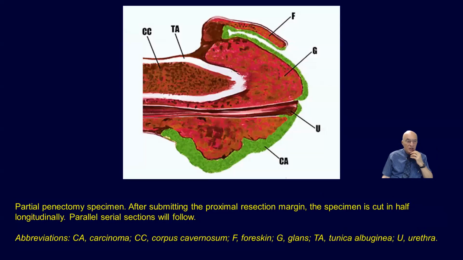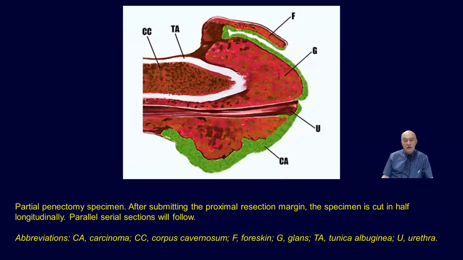The depth of invasion is going to be correlated with the staging and the prognosis of these patients. Here is a cartoon also of the tumor that is present in a partial penectomy, and then after submitting the proximal resection margin, the specimen is cut in half longitudinally, and then parallel sections will follow.